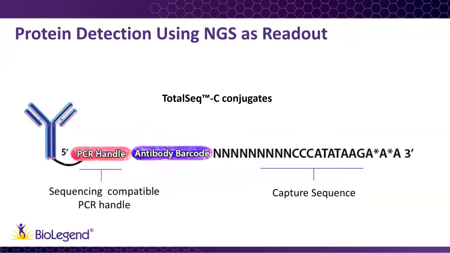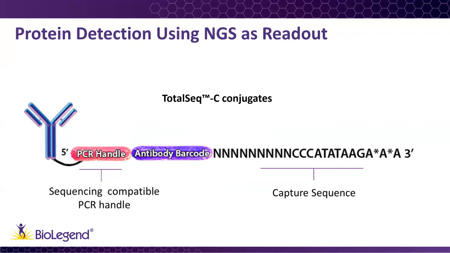Since the introduction of the first TotalSeq antibodies, we have worked closely with 10x Genomics to develop reagents that are specifically compatible with their feature barcoding solution. We developed two families of reagents, TotalSeq B and TotalSeq C. This slide shows the structure of the TotalSeq C oligo.